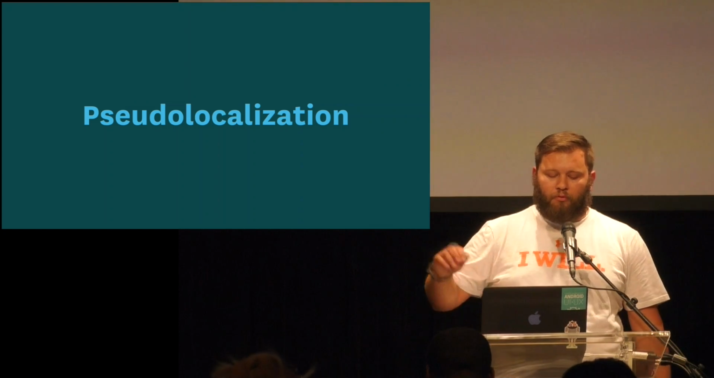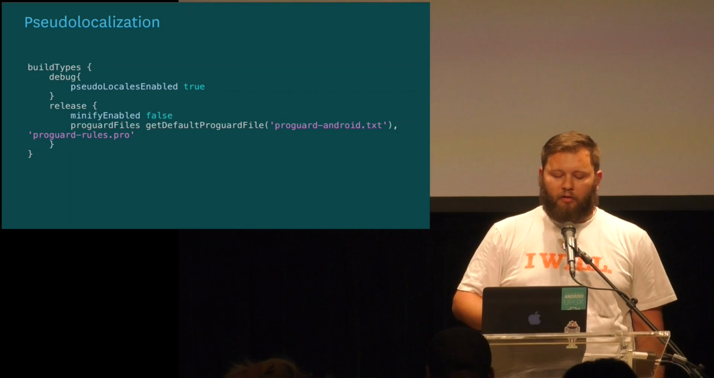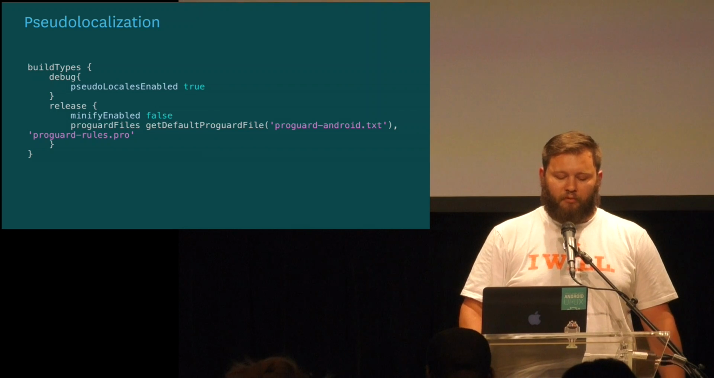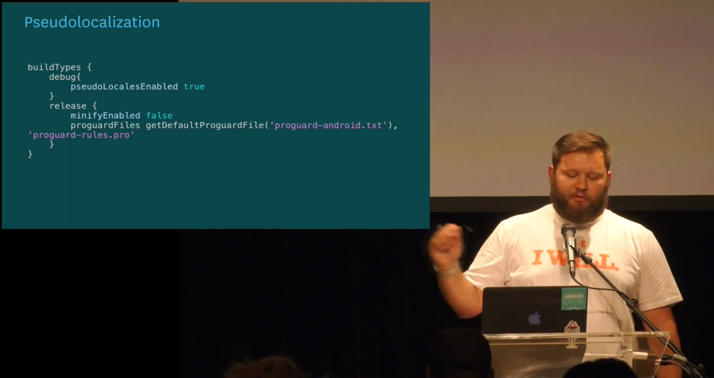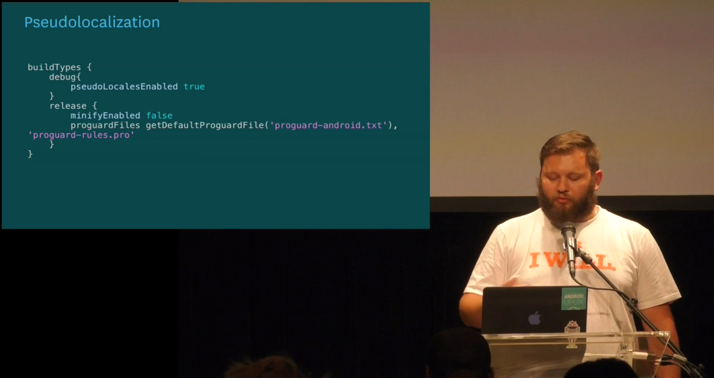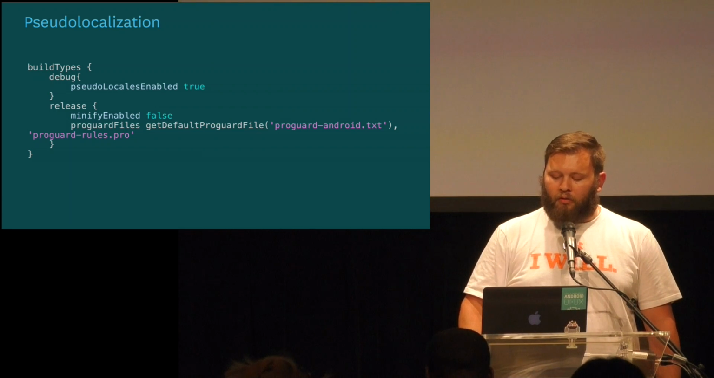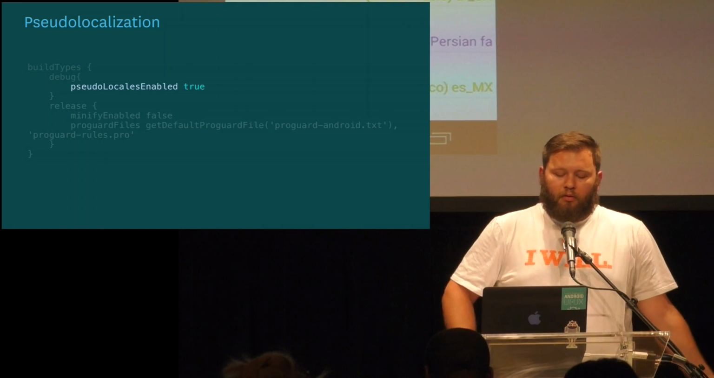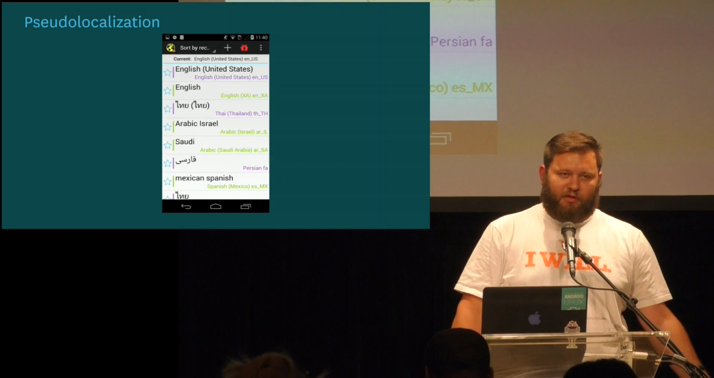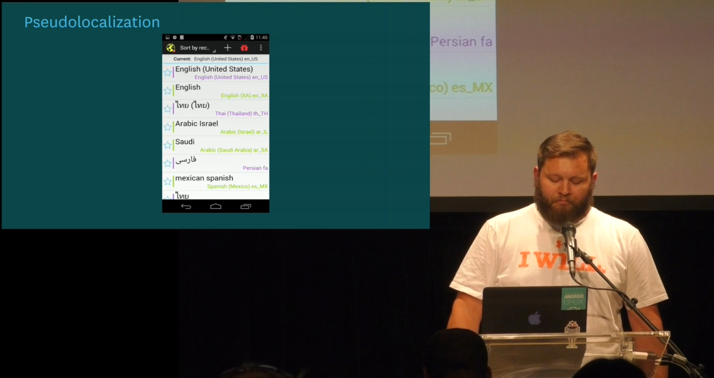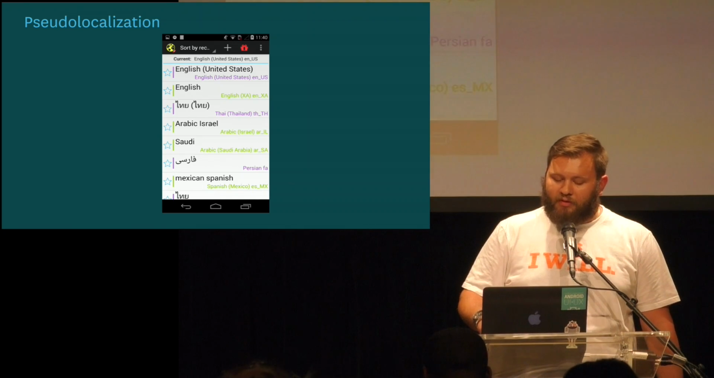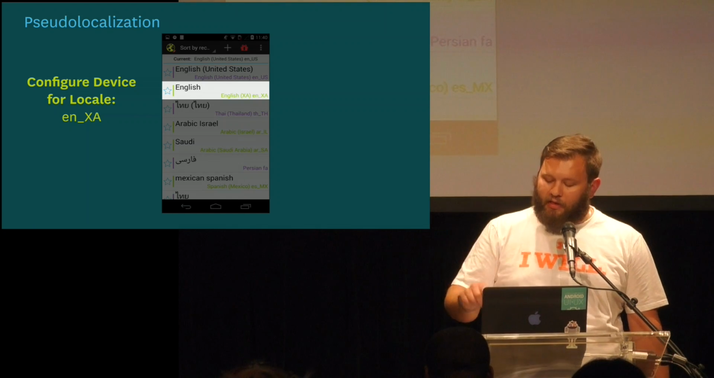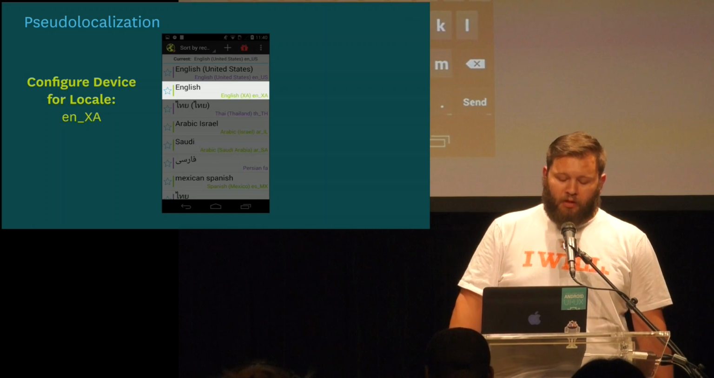In Gradle, if you don't have your debug build type already there, it's hidden by default. Just add your debug build type and set pseudo locales enabled equal to true. And then the next part, I'm not going to suggest any of them: go find an app that allows you to change the localization for your phone. What you're going to want to change that to is en_xa. And that's the key to get this monstrosity.